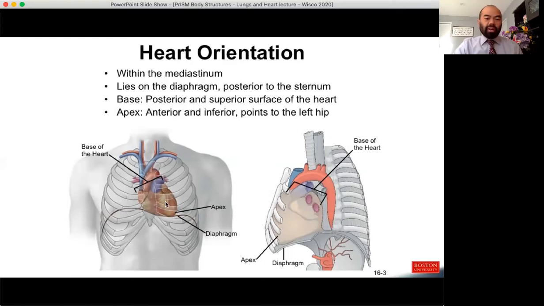So by default, the right atrium is located on the right border of the heart, and the left ventricle is located on the left border of the heart. Just as a review, the right ventricle is in front, the left atrium is in back, the right atrium is to the right, and the left ventricle is to the left. Another thing to keep in mind is that the inferior surface of the heart, which is comprised of both right and left ventricles, is also called the diaphragmatic surface of the heart, and it sits, of course, on the diaphragm as a result.